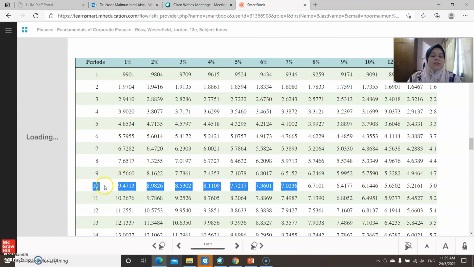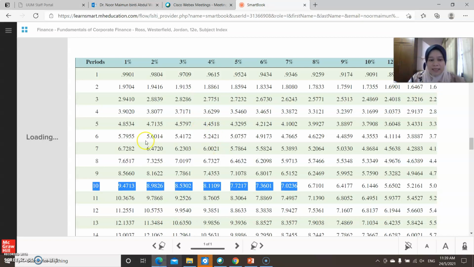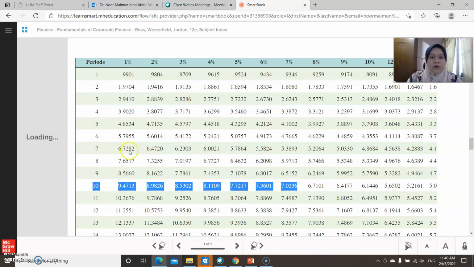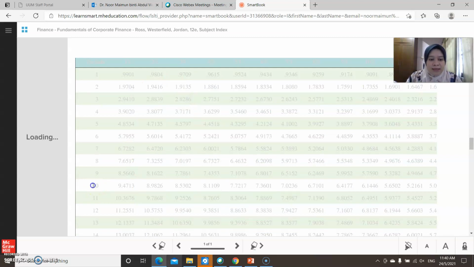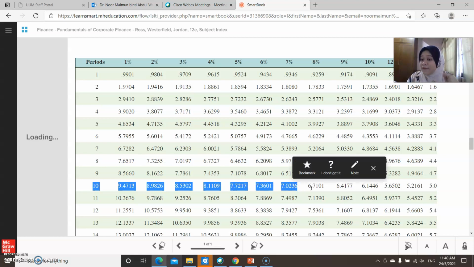Because the time period inside here is 10 years, you are going to go through the 10 year time period. So you refer to table 8.3 for annuity. Please find the annuity word here. You will go through the 10 year and then find the interest rate that is referring to 6.71. If you look at here, 6.71 falls under 8% interest rate.